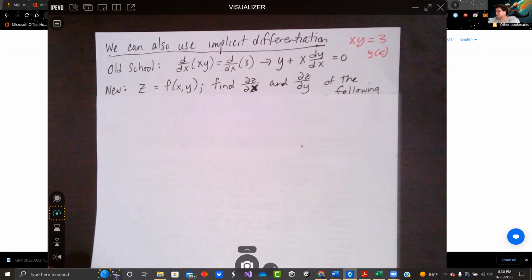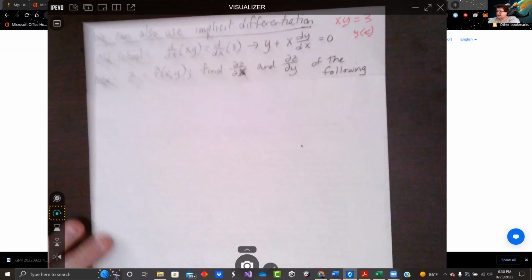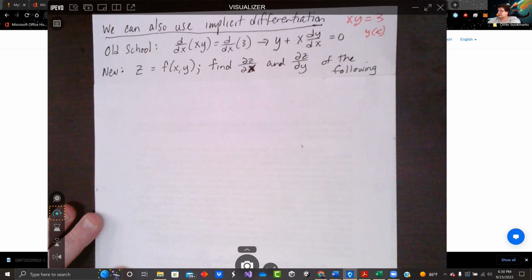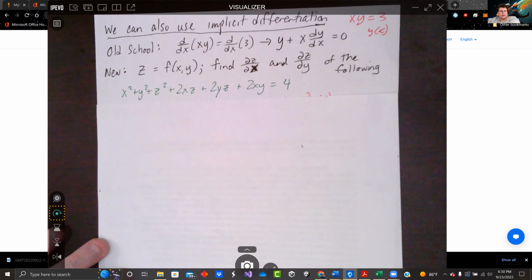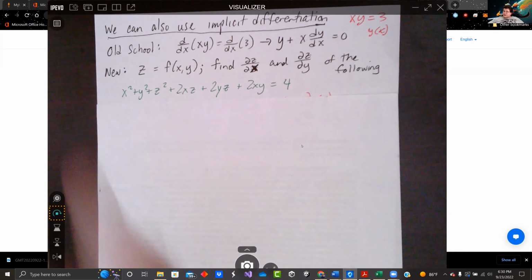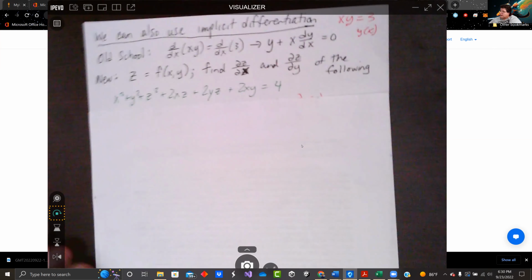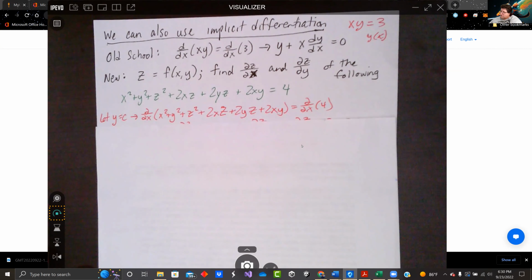We're kicking it up a notch. We're going to look at the partial with respect to x and the partial with respect to y. Let's take a look at doing it with this function right here. X squared plus y squared plus z squared plus 2xz plus 2yz plus 2xy equals 4. What happens when we take the partial derivatives here using implicit differentiation, because z is a function of x and y? Well, I'll do the x one first. I'm going to hold y constant. So I'm taking the partial with respect to that.